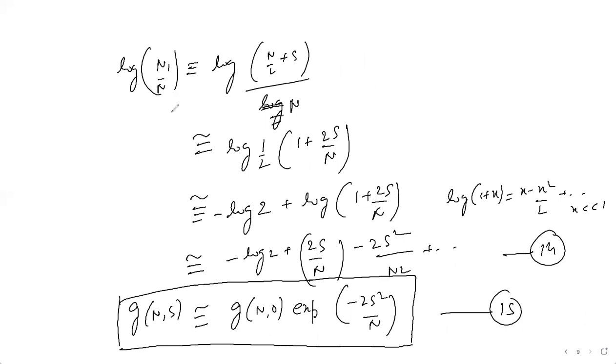We can also deal with log N1 by N in terms of the spin excess: N1 is something like N by 2 plus s, right? Now if you divide by N and take 1 by 2 out of this, you get log of 1 by 2 times (1 plus 2s by N), minus log 2, then log of (1 plus 2s by N). Since s by N is much less than 1 because N is much greater than 1, you make an expansion of log(1 plus x), the way the series works for x much less than 1. That's basically x minus x squared by 2 and so on, right? So plug that in here.